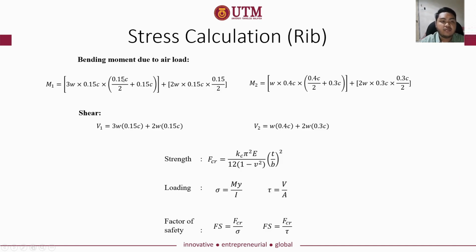For the bending moment due to the air load, this equation for the moment of cell 1 will be used, and this is the moment for cell 2. The same goes for the shear: this is for cell 1 and this is for cell 2. Then we use these parameters, minimum moment and shear, in the loading formula, and we also calculate the critical strength, which is further used to find the factor of safety.